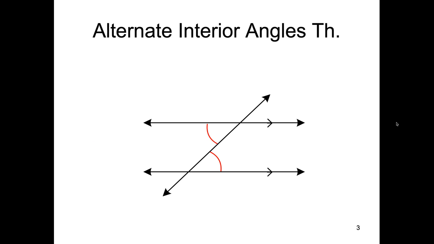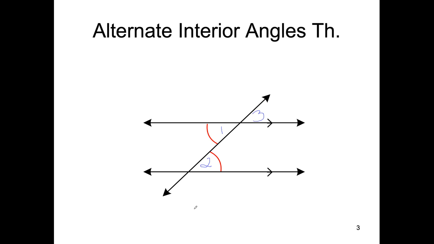Using that, we can show that alternate interior angles, you can see that Z there, are also congruent. And I'm going to go through and show you how you can prove that because I'm going to ask you to do another one later. So the first thing I'm going to do is label these angles so that I can talk about them easily.